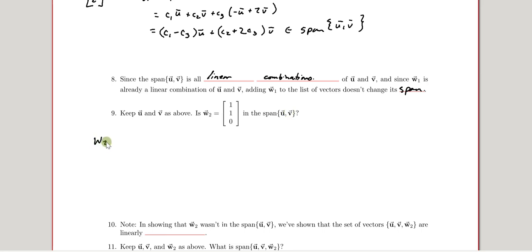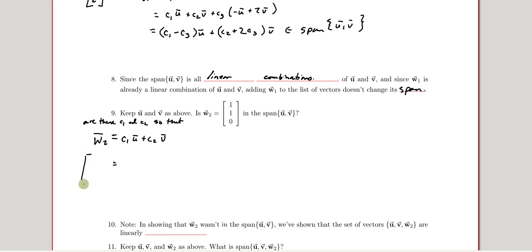For W2 to be in the span of U and V, are there C1 and C2 so that we would get C1U plus C2V is equal to W2? That is, can I find a linear combination of vectors U and V so that W2 is equal to that linear combination? If I can, then W2 is in the span. But if I can't, and we'll see what happens, if I can't find a C1 and C2 to make that true, then we would conclude that W2 is not in the span of U and V. It's not one that we can reach from linear combinations of U and V. So let's find out.